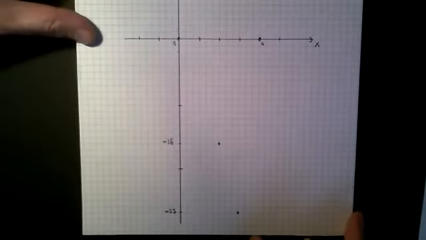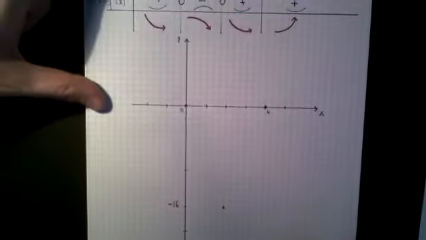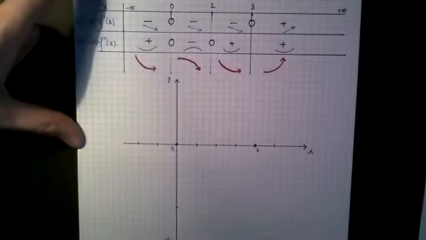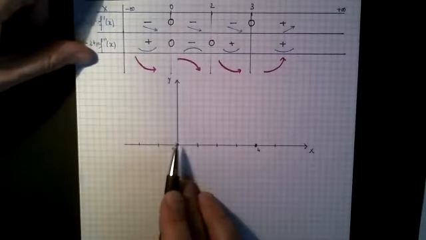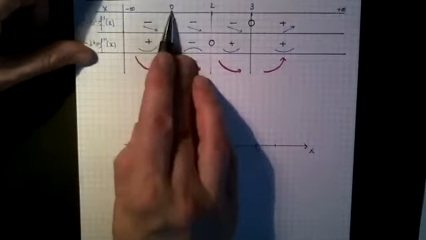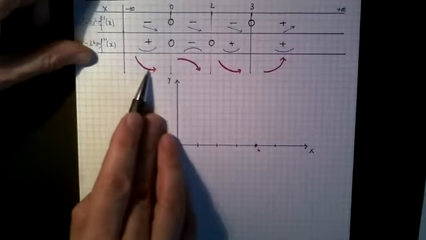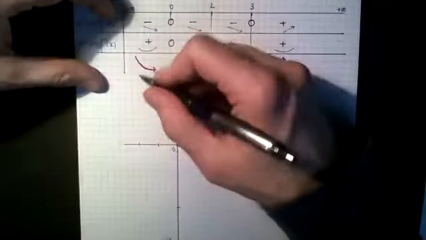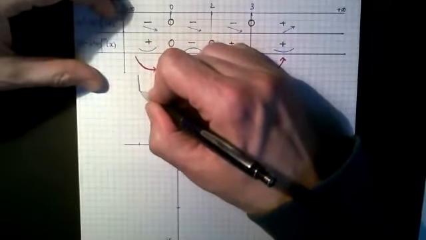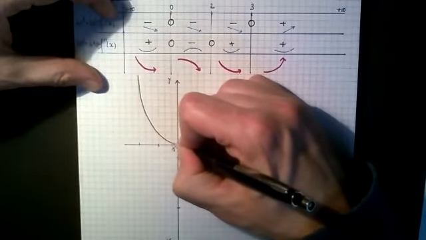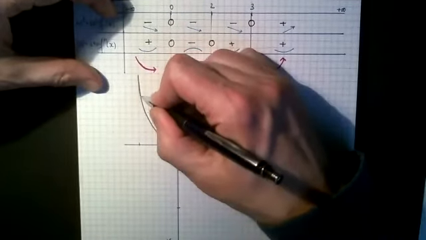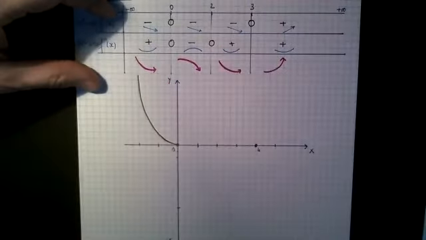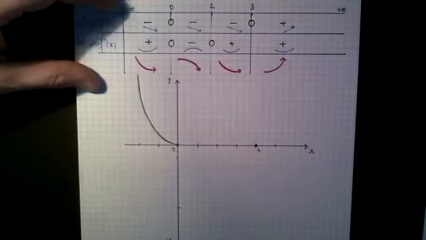Let's go back here now. Okay, so my sign table tells me that between negative infinity and 0, my function is decreasing, concave down, and has to pass by this point. So it is something like this. Decreasing and concave up. Sorry, I said concave down, but it's concave up. Okay.